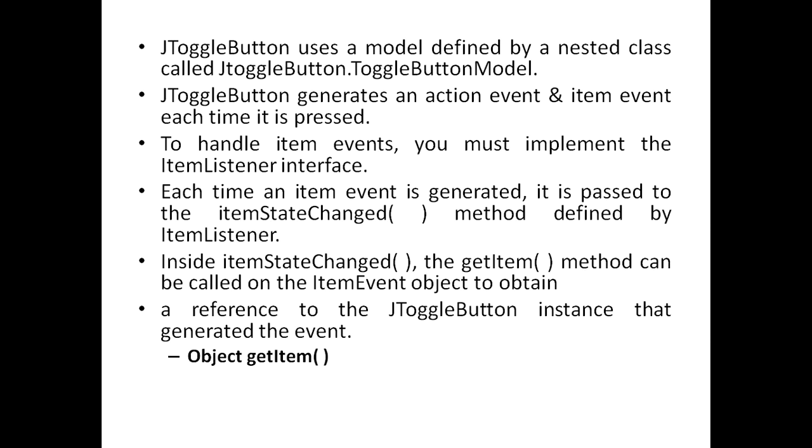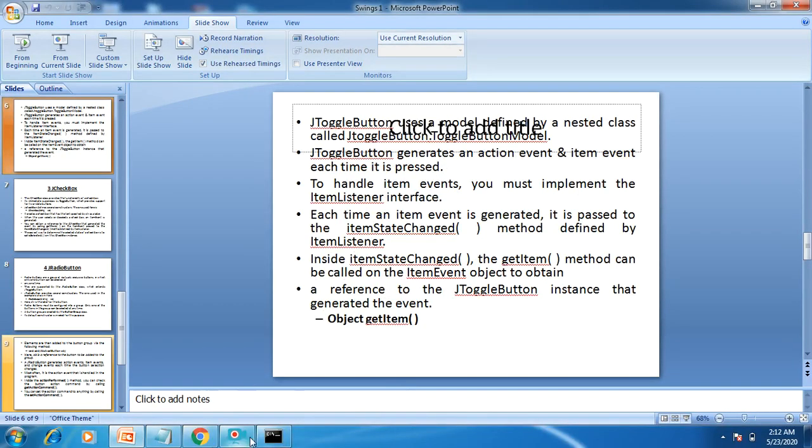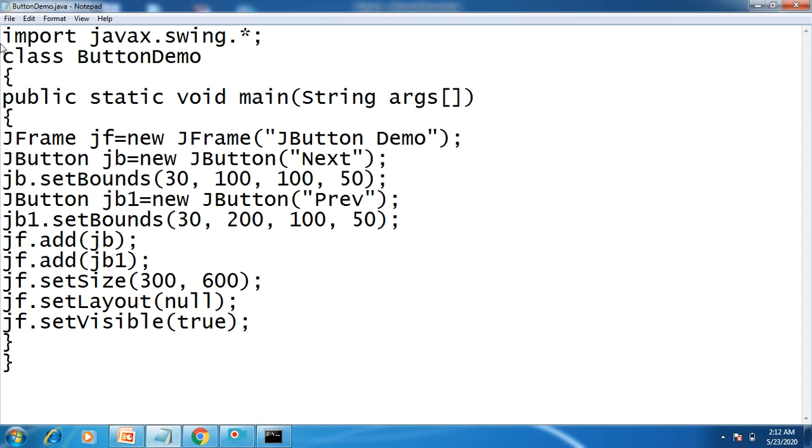Inside itemStateChanged, the getItem method can be called on the ItemEvent object to obtain a reference to the JToggleButton instance which has generated the event. So you can make use of the getItem method inside itemStateChanged so as to know the state of the button. So we'll see a demonstration of this program.